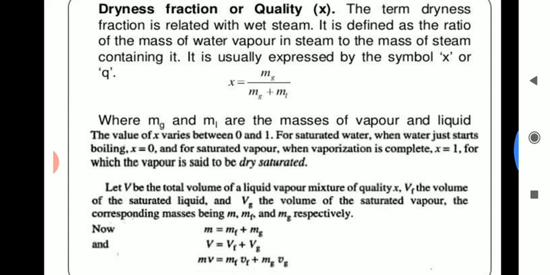Here usually the value of X is between 0 and 1. When X is 0, it means the water is completely in a liquid condition at the saturation temperature. When X is equal to 1, that means there is no liquid part. All the water is converted into vapor. When X is equal to 1, it is a dry saturated steam.